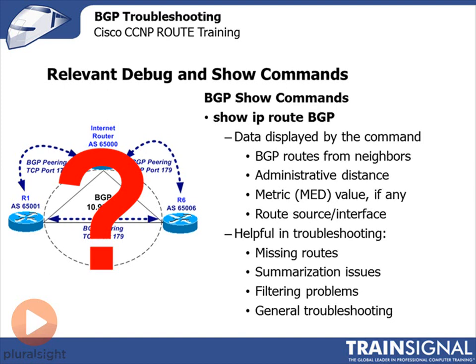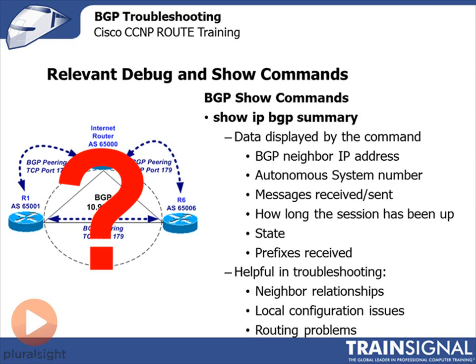Show IP route BGP is going to show the BGP routes advertised by the neighbors, the administrative distance. If there is a metric multi-exit discriminator value, it's going to show it. And then the route source of the interface. And again, this is helpful for missing routes, summarization, filtering, and other troubleshooting issues as well.